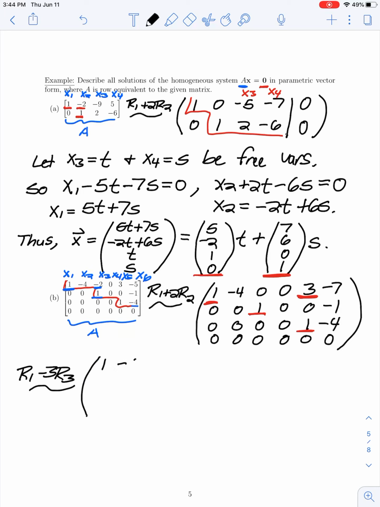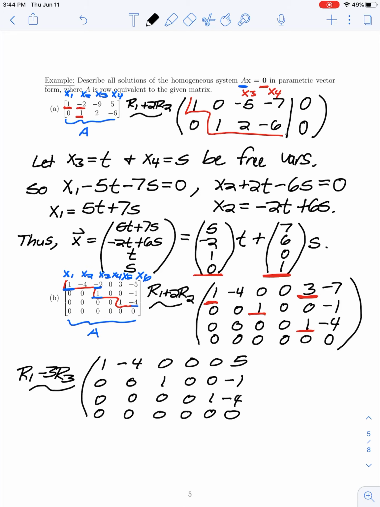We have 1, -4, 0, 0. Then my -3 plus 3 becomes a 0. And then I'll have a +12 minus 7 leaves me with a +5. My second row is 0, 0, 1, 0, 0, -1. Third row is 0, 0, 0, 0, 1, -4. And my last row consisted of all zeros.